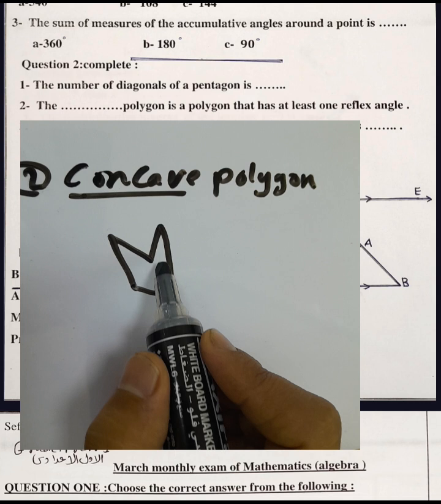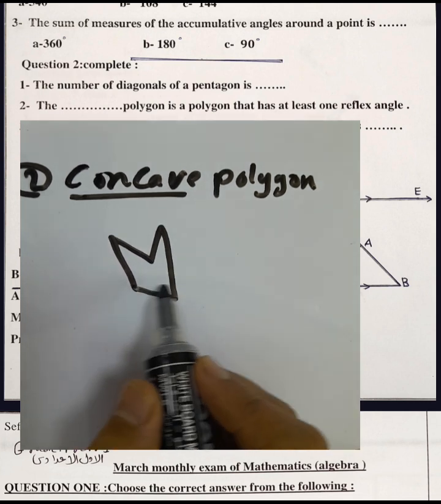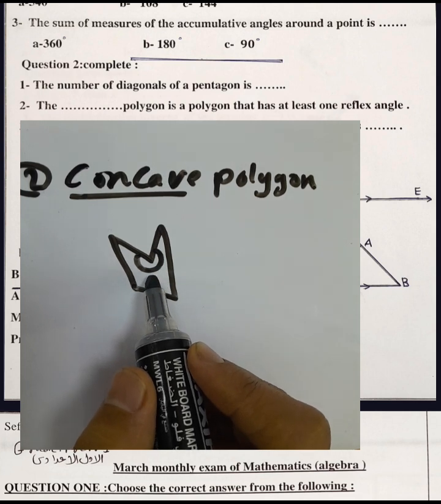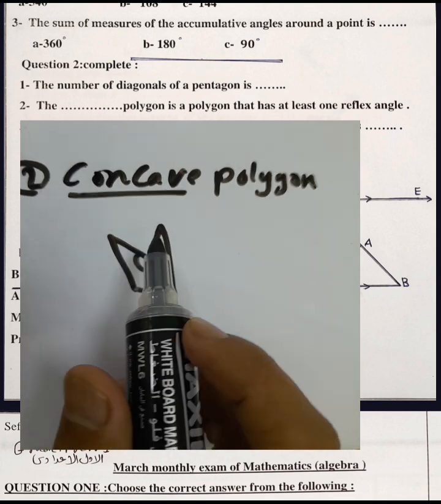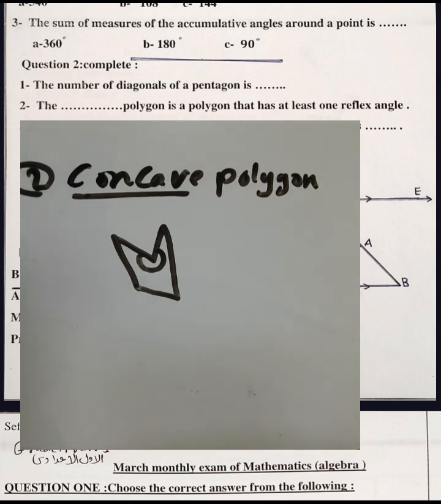In this angle here, we call it a reflex angle. We call this polygon concave. A concave polygon is a polygon that has at least one reflex angle.